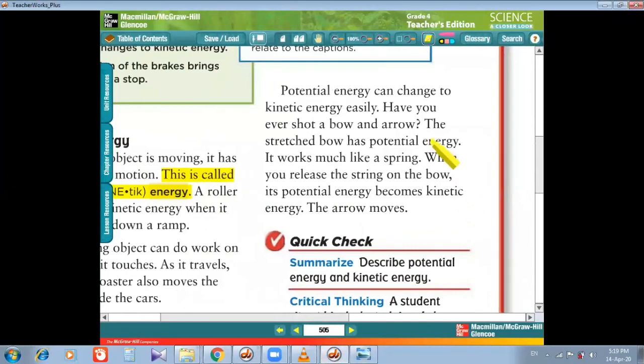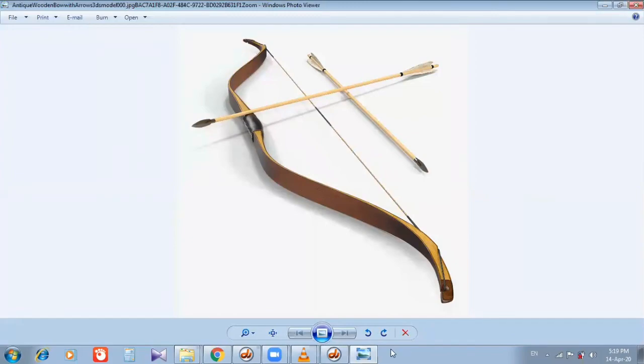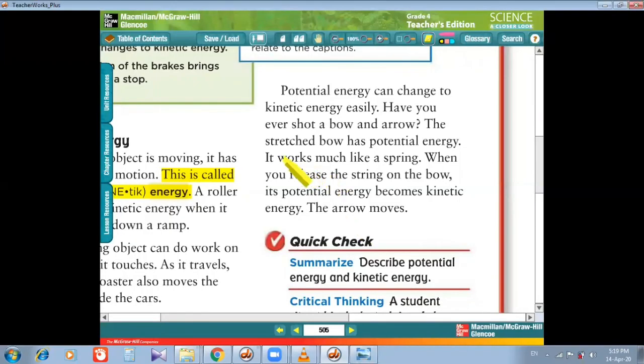So what happens? The stretched bow has potential energy. When it is stretched, it works much like a spring. When you release the string on the bow, its potential energy becomes kinetic energy and the arrow moves. When we stretch it and then release it, the arrow goes. The potential energy which the bow had is converted to kinetic energy, and so the arrow goes.